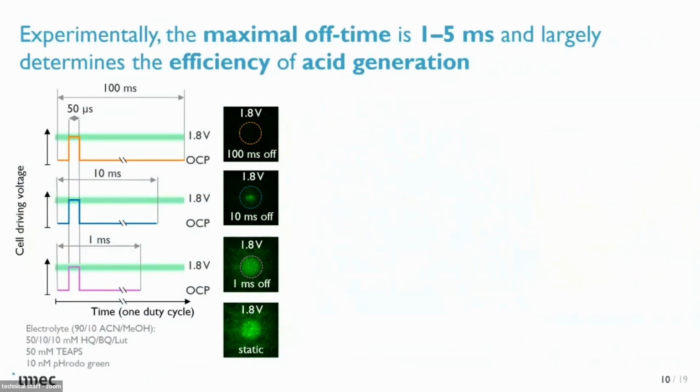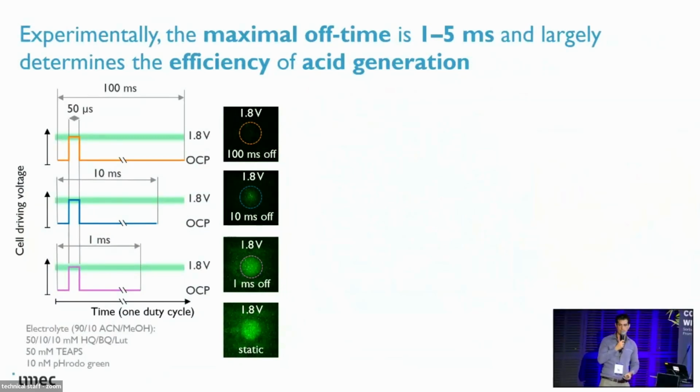Using the same pH-sensitive fluorescent imaging, we set out to characterize this device when you operate it in a pulsing mode. In this case, what you see is the same on time, 50 microseconds. This is a limitation due to our tool. In principle, the devices can, and I'll come to that later, go much lower than that. But that's just the smallest on time that we could get. And we vary the off time.